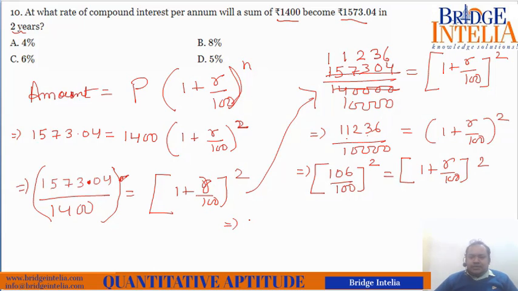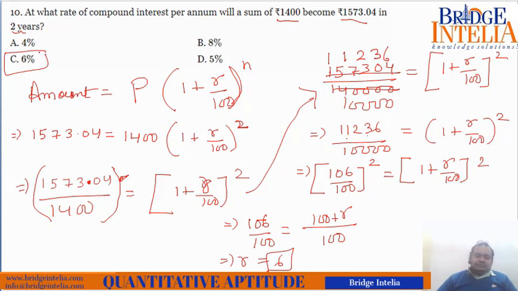So from here, 106 by 100 is equal to 100 plus r by 100. So very obviously r is equal to 6%.